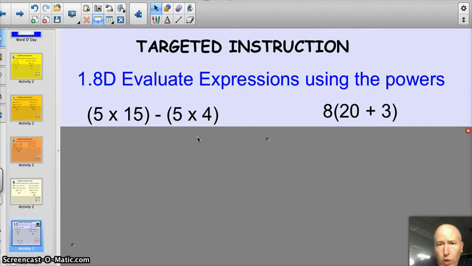It's going to get a little noisy because the bell just rang here, but you just stay with me. 1.8d, again, evaluating these expressions using powers. Go ahead and try it. All right, let's see how you did.